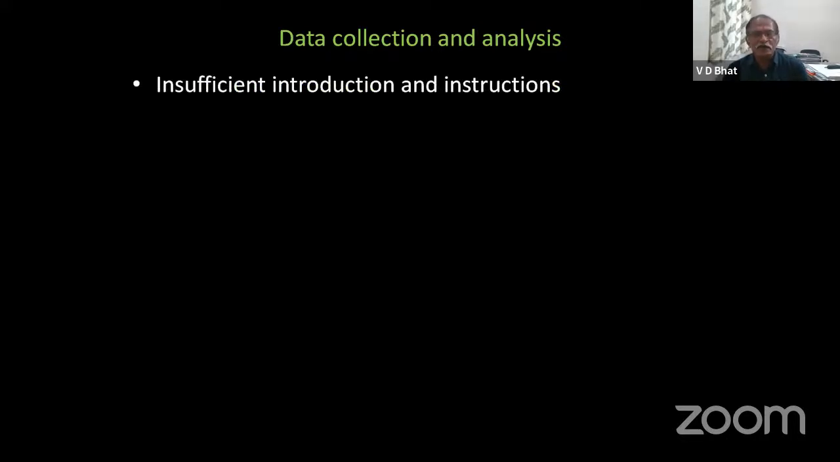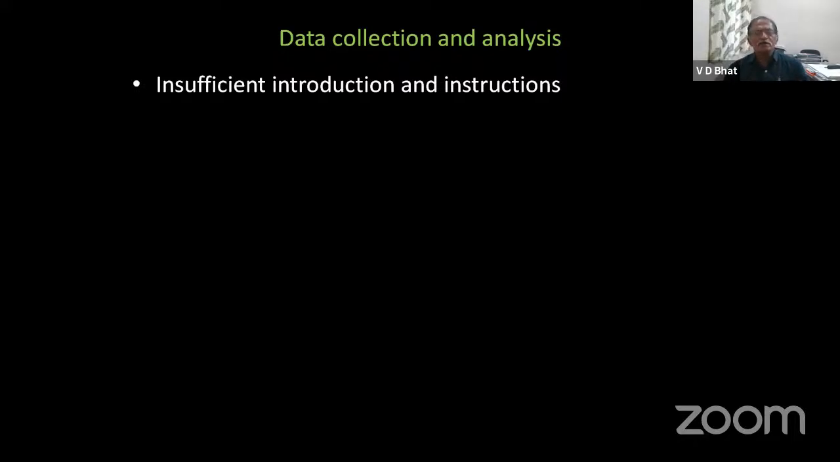Insufficient introduction and instructions. A student goes to the place where, say, suppose I am doing a household survey. That means I am going from house to house. You do know that a population survey is done, a family survey is done before giving the voter identity cards, or a general census survey is done. So people go from one household to another household and collect data.